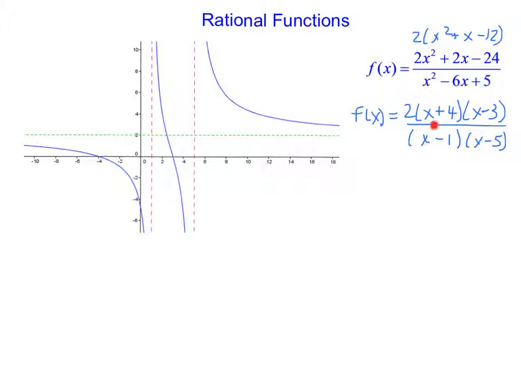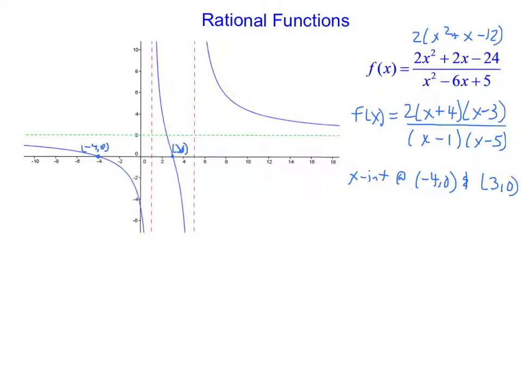So if I stick in a negative 4 here, I'm going to have 2 times negative 4 plus 4, which is 0, so 2 times 0 times something. The whole thing's going to be 0 divided by some other stuff, but that's just going to be 0. And at negative 4, we'd see that there is an x-intercept. Then the other time when the numerator is going to become 0 is when x is 3. Stick in a 3 here, 3 minus 3, that's going to be 0. The whole thing's going to wind up being 0. And we can see that on the graph here, that I have those two x-intercepts.